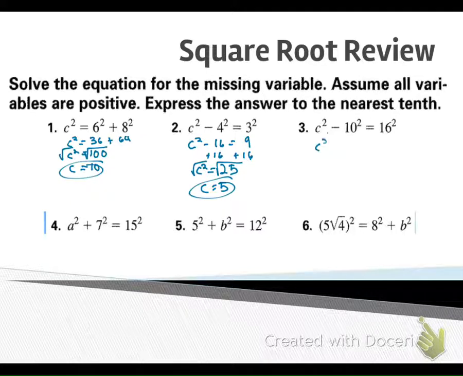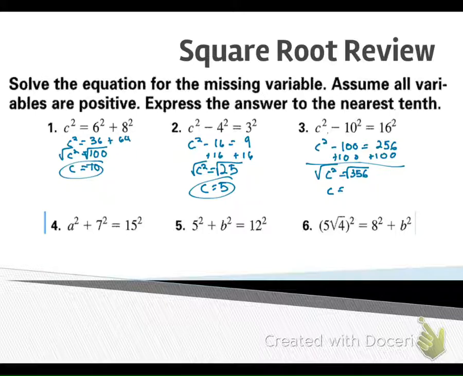Okay, our next group is number 3. We have c squared minus 10 squared, which is 100, equals 16 squared, which is 256. We have to add 100 to the other side. We end up with c squared equals 356. We're going to square root both sides. When we square root both sides, we get c equals the square root of 356. Is 356 a perfect square? Let's take a second and see if you find it. No, it's not a square.